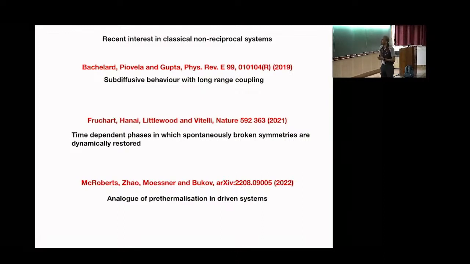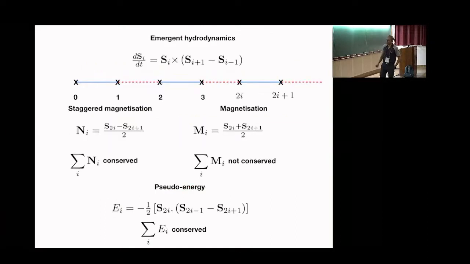conserved quantities. Now, I should say that there's of course been a lot of recent interest in classical non-reciprocal systems, and this is by no means an exhaustive list of recent pieces of work looking at the physics of non-reciprocal systems. In fact, at this meeting itself, I think there are probably 4 or 5 other talks which deal with various aspects of non-reciprocality coming from activity and driving, but I thought I'd just mention some of these. Okay, so back to the model itself.